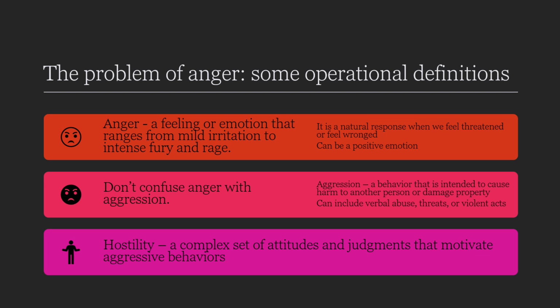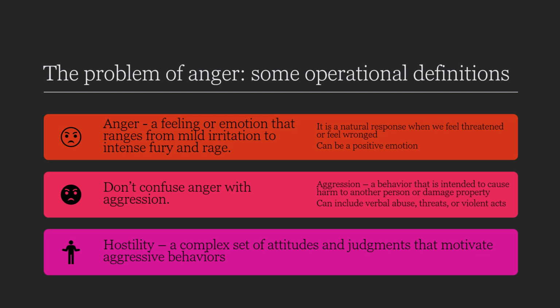People often confuse anger with aggression. Aggression is the behavior that's intended to cause harm to another person or damage property. This behavior can include verbal abuse, threats, or maybe violent acts. Anger, on the other hand, is an emotion and doesn't necessarily lead to aggression. So a person can become angry without acting aggressively.